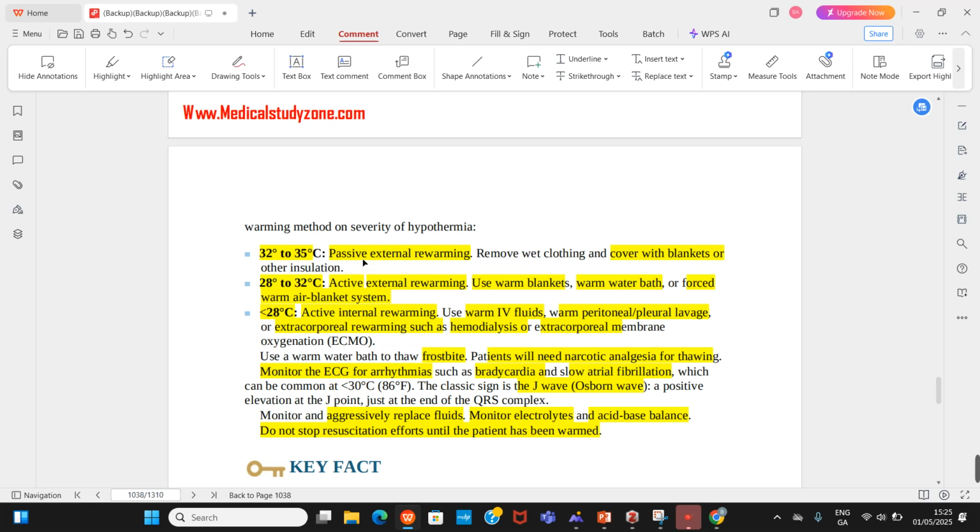So covering with blankets and removing wet clothing are passive mechanisms, and it's external because it's coming from outside. I'm covering with clothes, I'm removing wet clothes. That's passive external rewarming, because at that stage it's not too bad. But 28 to 32 is now moderate. So I'm still not going to go inside. It's still going to be external, but I'm going to take an active approach. So it's going to be active external rewarming.